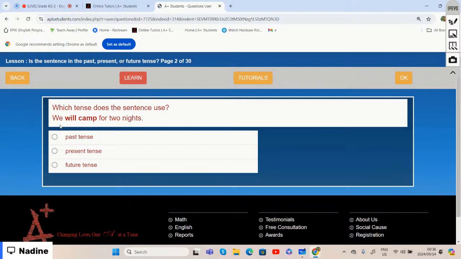All right, we will camp for 2 nights. Will camp. Look at the word will camp. Is that in the past tense? Is that in the present tense? Or is that in the future tense? Will camp.